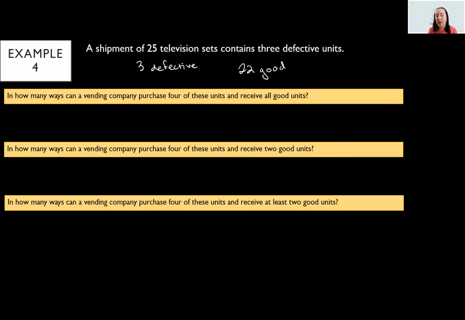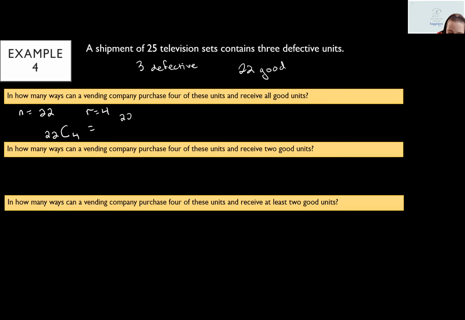So in how many ways can a vending company purchase 4 of these units and receive all good units? So we want 4, so N or an R. R is how many we're choosing. We're choosing 4. N is how many we're picking from. If we want all good units, then we're choosing 4 from the good pile. So that's 22 for our N. And the order that we're picking the TVs doesn't matter. So that's why this is a combination. So we've got 22 choose 4.